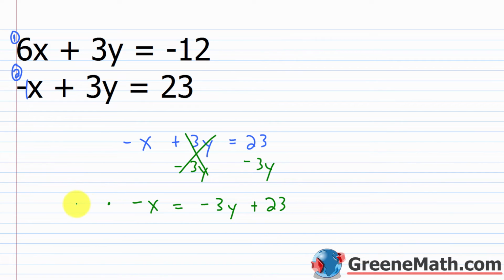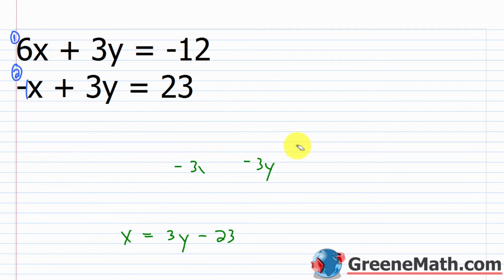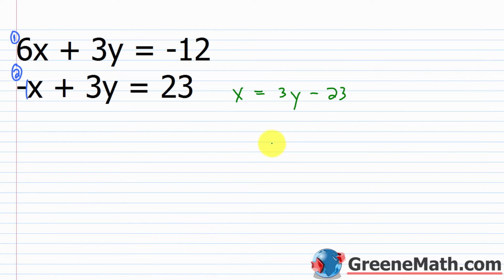And let me just multiply both sides by negative 1. So negative 1 times negative x is, of course, x. And this equals negative 1 times negative 3y is 3y. Negative 1 times 23 is minus 23. So I've solved this guy for x. So let me erase this. I'm going to drag this up. And if I've solved this for x, I can plug in for x in equation 1.